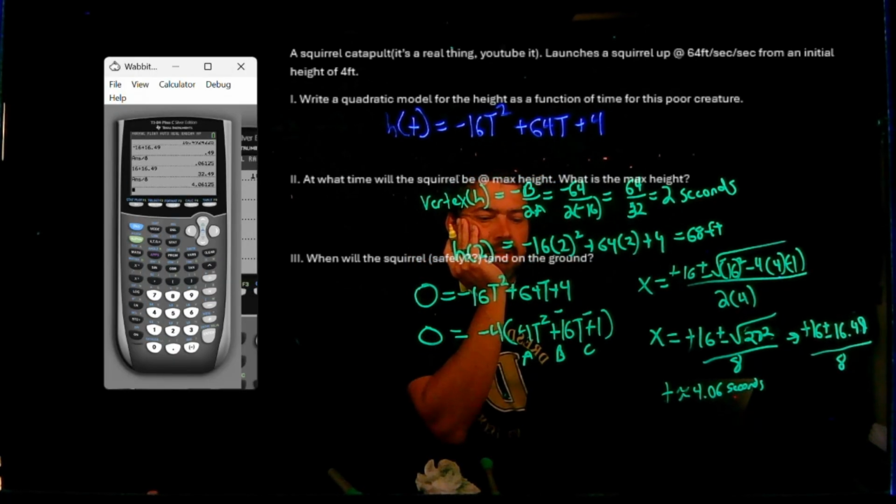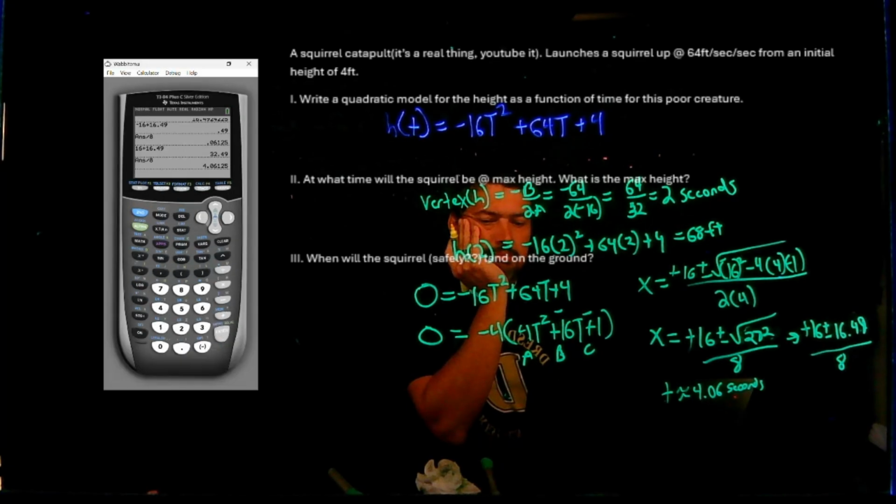We can check it with the TI-84 simply by graphing. So good old y equals is where it's at, right? The equation for the squirrel catapult was negative 16x squared plus 64x plus 4. And I wanted to know when the squirrel hit the ground, and the ground is 0 feet off the ground.